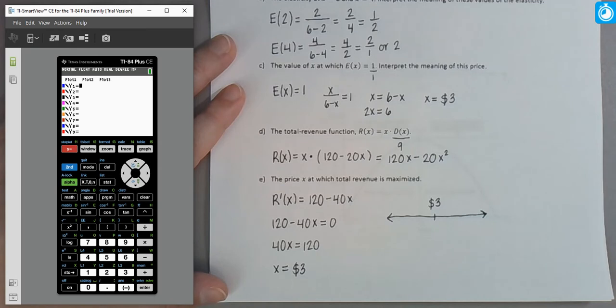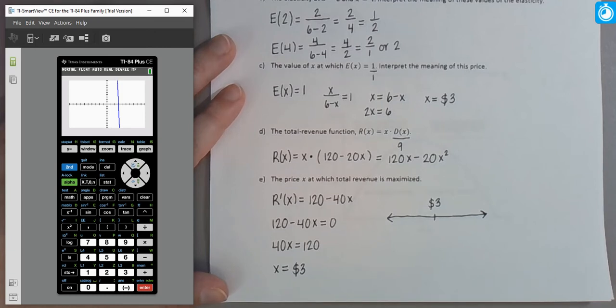So let's plug in the function for our derivative. So 120 minus 40x, and I'm going to graph that. I'm zoomed way out, so I'm going to go back to zoom standard. And there we go. Okay, so there's the critical value at 3.